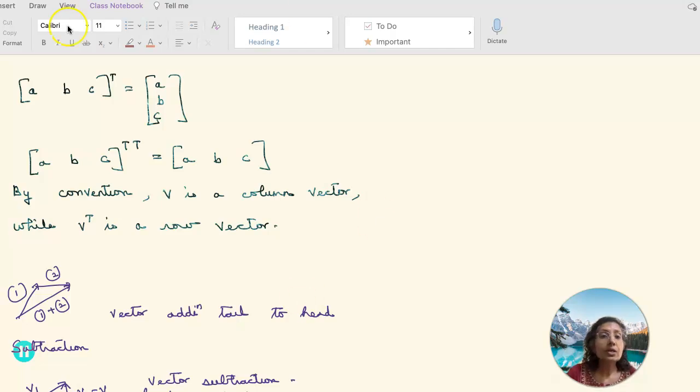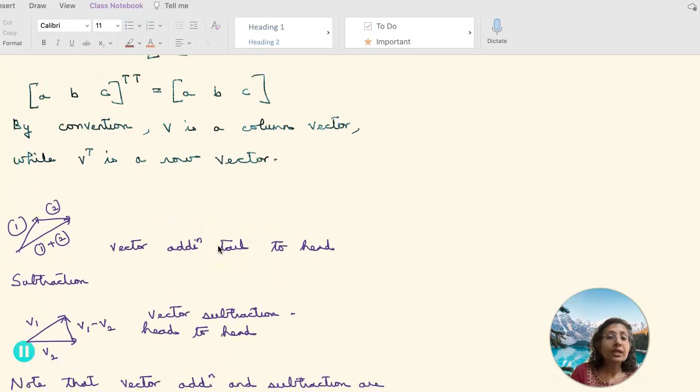Now, you know that the transpose of the row vector is the column vector, and two transposes of the row vector will give you back the same row vector. By convention, v is a column vector, so v transpose will be a row vector.